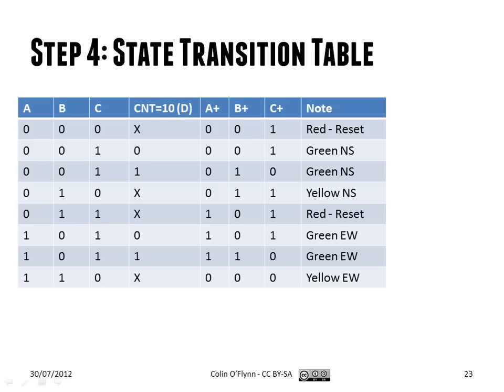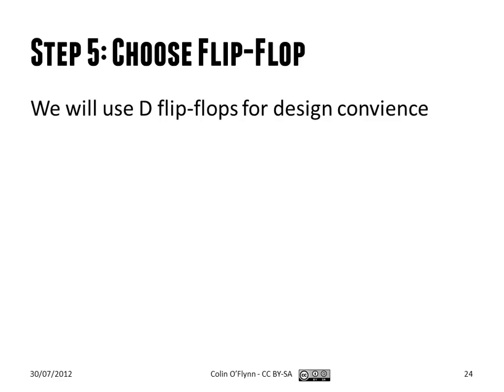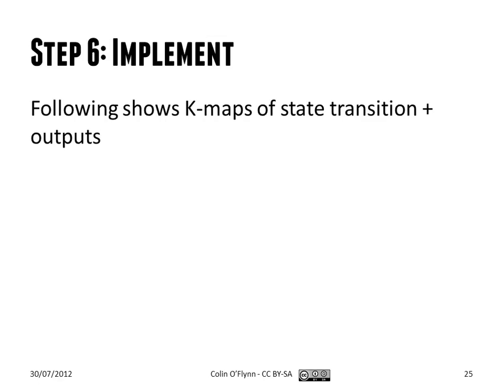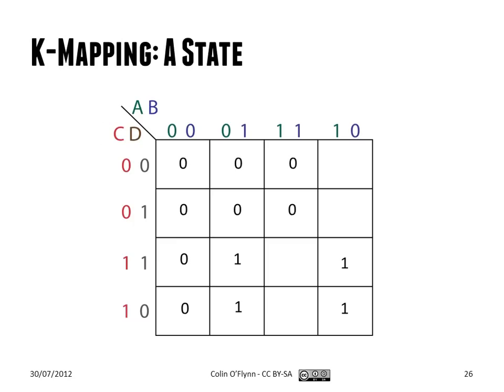So from this, we can do the design where we'll use D flip-flops again, because with D flip-flops, the input to the flip-flop is just the required next state. As I said, for design convenience, we do that, and then we implement it. So this is showing you, for example, the A state.